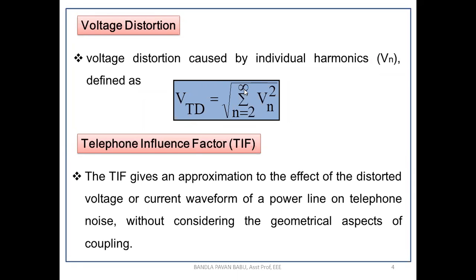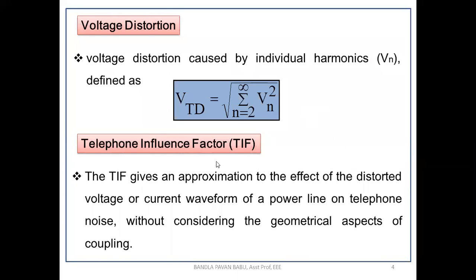Okay, so these are the earlier theoretical calculations. Right now everything we can get through the equipment. So what is the value? Root of sigma n equal to 2 to infinity V n square, where n gives the order, I mean the number of the harmonic component.